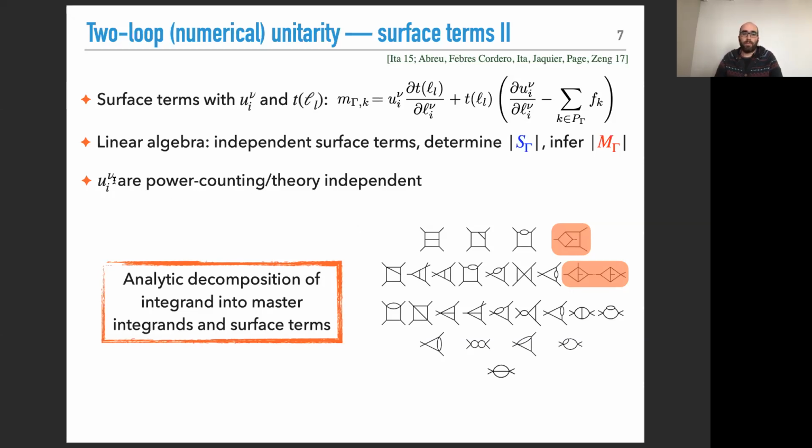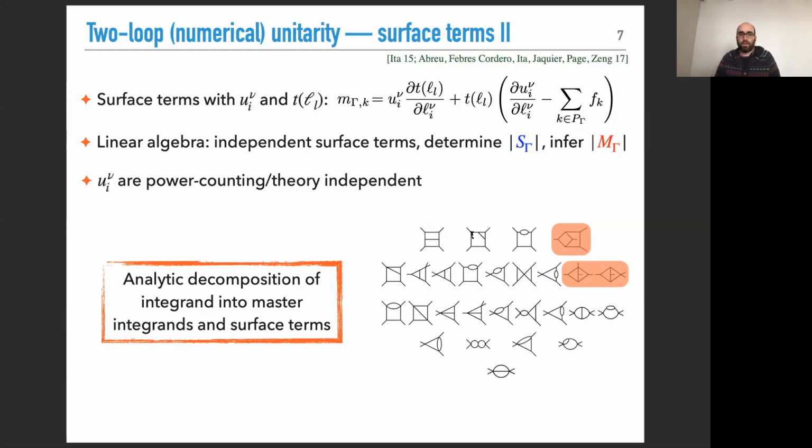Another comment is that these IBP generating vectors are power counting or theory independent. So this means that once you've determined them for a given theory, you can just reuse them for another calculation. For instance, we had already determined the planar ones, because we did the four gluon planar QCD calculation. And so we had these IBP generating vectors. We could reuse them for the gravity calculation. And we only had to get IBP generating vectors for the non-planar sectors here.